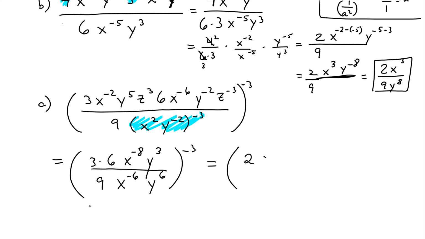If I simplify my powers of x, minus 8 minus minus 6, so that's the same thing as minus 8 plus 6, so that's minus 2 here. And y cubed over y to the 6, that's 3 minus 6, which is minus 3. Like that.